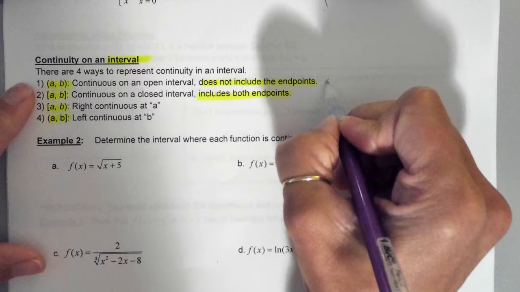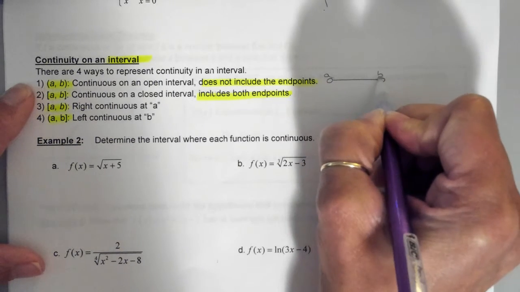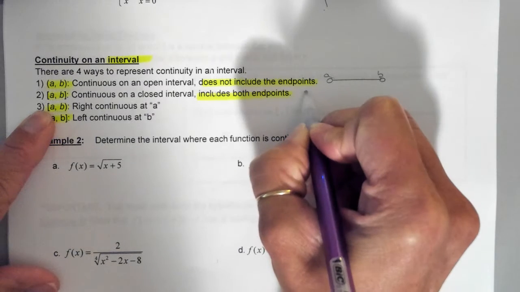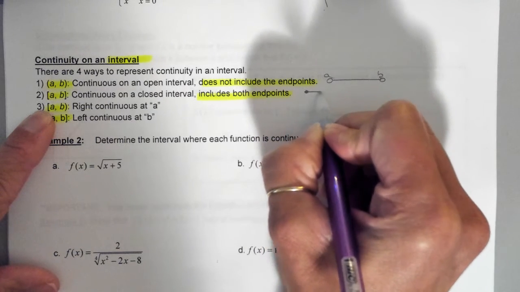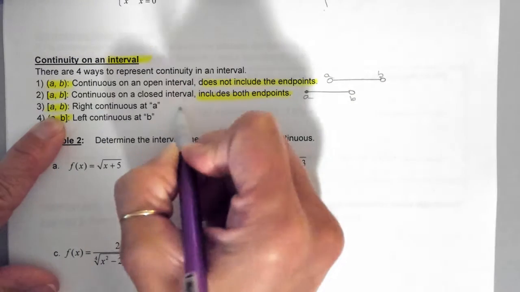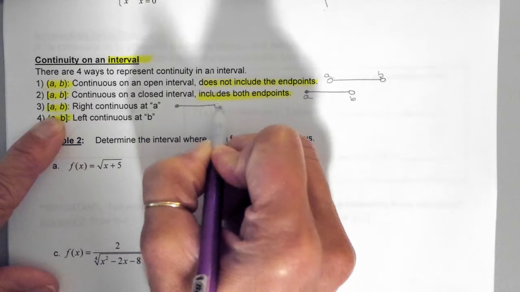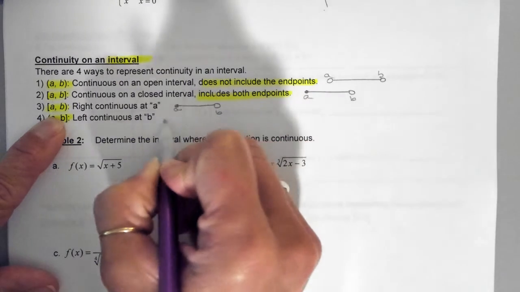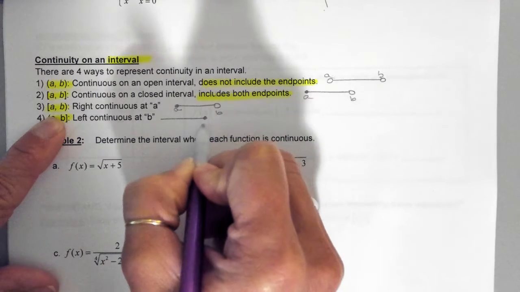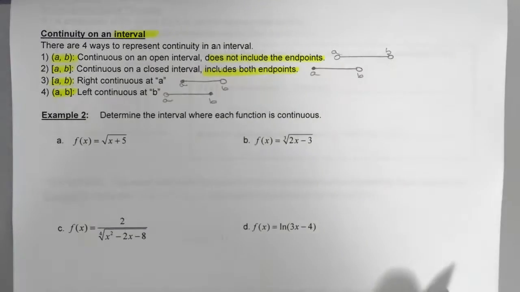So at the top, we have an open circle at A, open circle at B. So something like this. We'd have closed at A here for the second one, and open at B. So this is A, this is B. Here we have closed at A, open at B, and vice versa here. So open at A and closed at B. Again, this just gives you an idea.